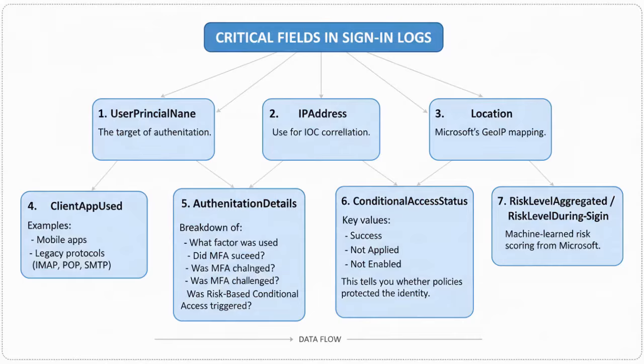Authentication details. This answers questions such as what factor was used, did MFA succeed, get challenged, or was risk-based conditional access triggered. Also, you have conditional access status. You can see key values here such as success, failure, applied, not applied, enabled, not enabled. This basically tells you whether policies protected the identity. And lastly here, risk level aggregated or risk level during sign-in. Here we see machine learned risk scoring from Microsoft.